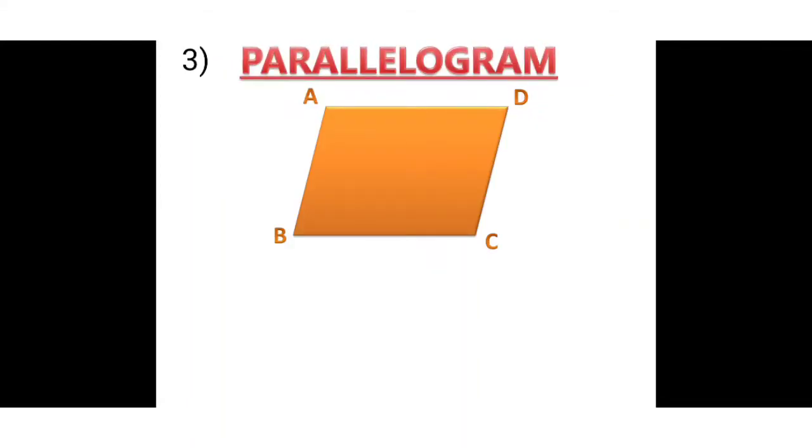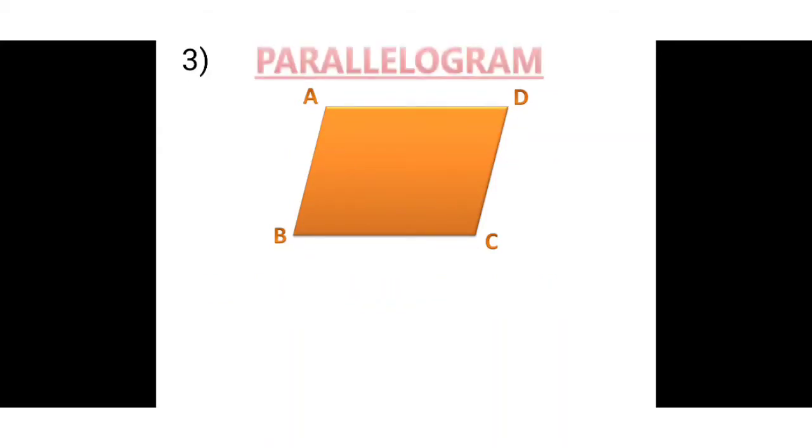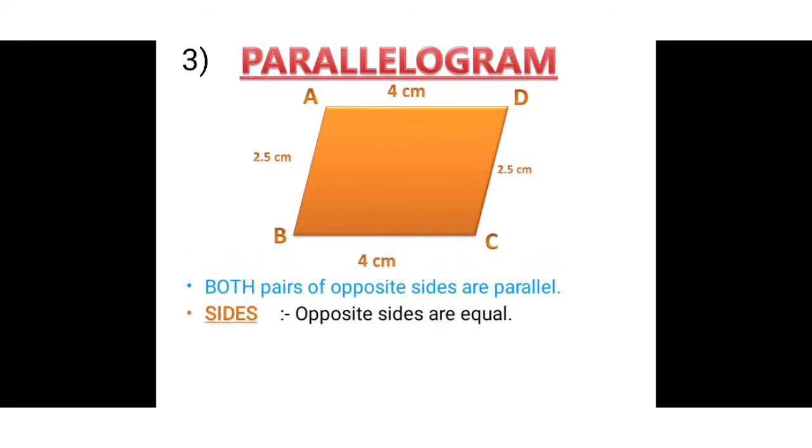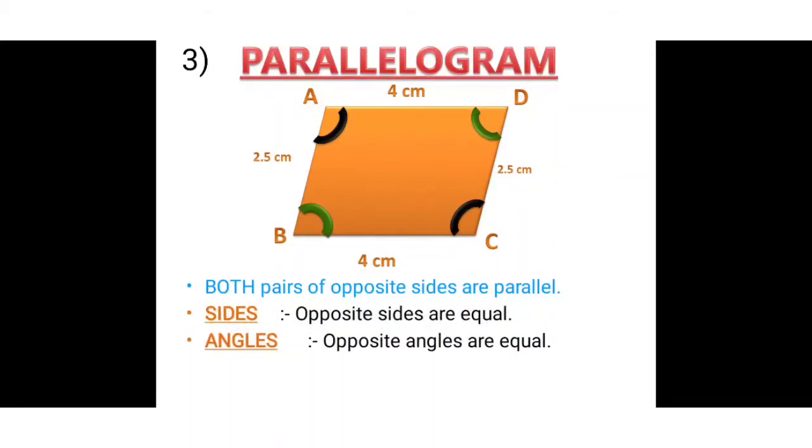The next quadrilateral is a parallelogram. Now both pairs of opposite sides are parallel. You see here AD and BC are parallel to one another, and AB and CD are parallel to one another. So opposite sides are parallel as well as equal in length. Angles, opposite angles are equal. You see here angle A and angle C are equal to one another, and angle B and angle D are equal.